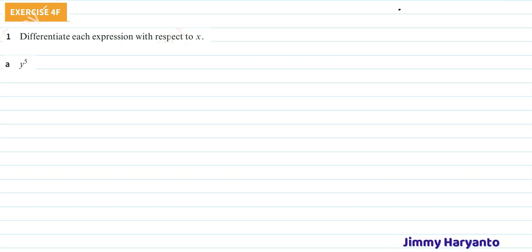First, exercise 4F, question 1a. You have to differentiate y^5. That means 5 to the front and then minus the power by 1 and then times it with dy over dx. Don't forget the dy dx.